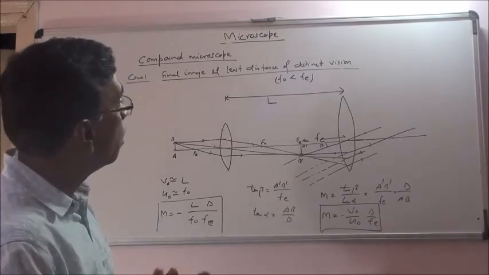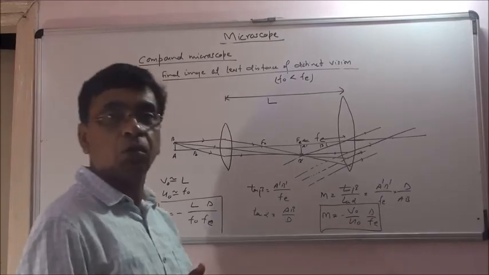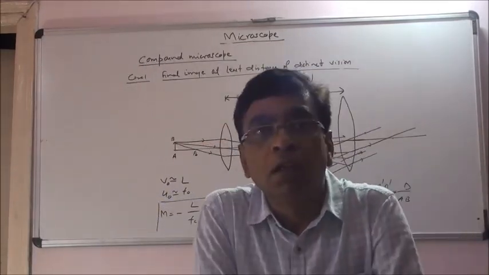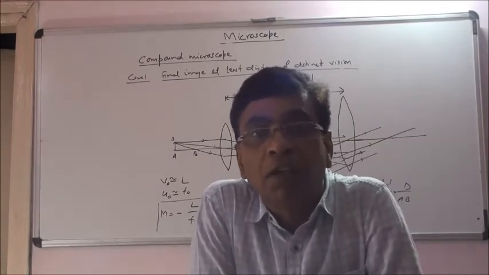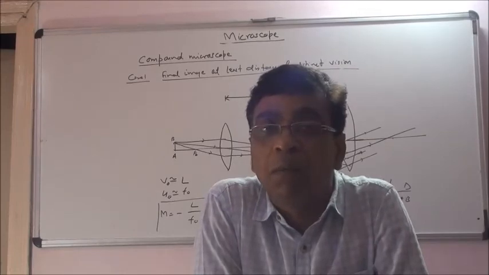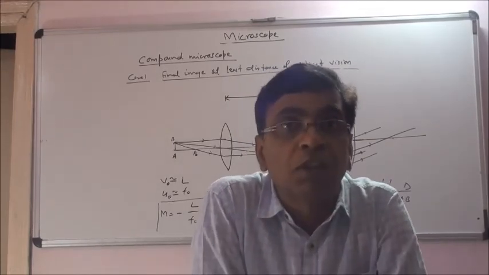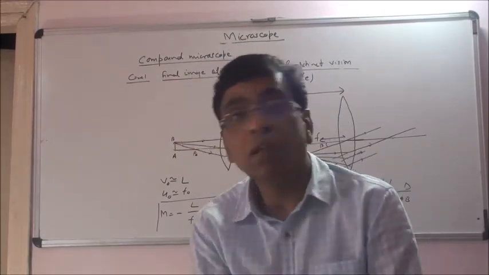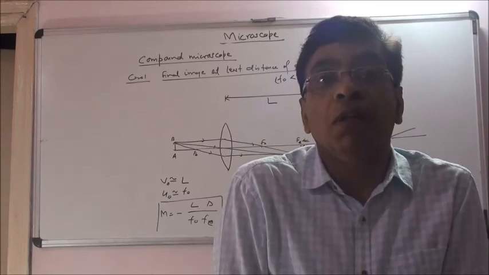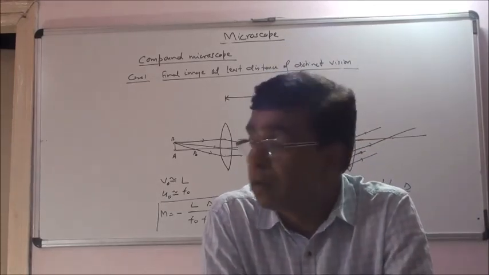Okay, it's all about the compound microscope. We have done the simple microscope, then compound microscope, two cases in each. In simple microscope, the magnifying power is D upon FE and 1 plus D by FE, depending on whether the final image is at infinity or at least distance of distinct vision. And same way here, it is VO by UO into 1 plus D by FE or VO by UO into D by FE. Next we shall take telescope.